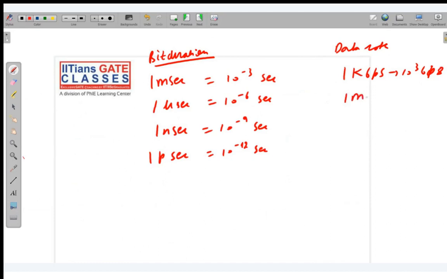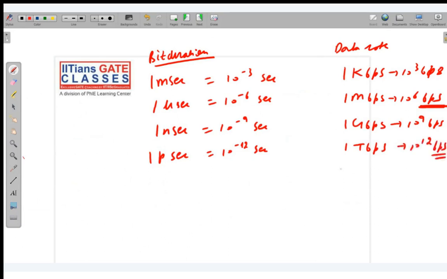1 mbps means 10^6 bits per second. Mind the units, bits per second. 1 gbps is 10^9 bits per second. 1 tbps is 10^12 bps. I hope you have got the point.